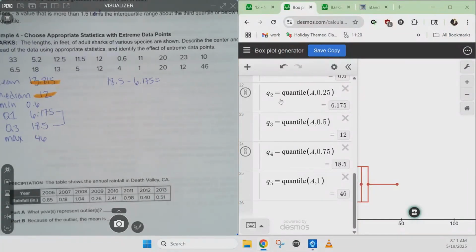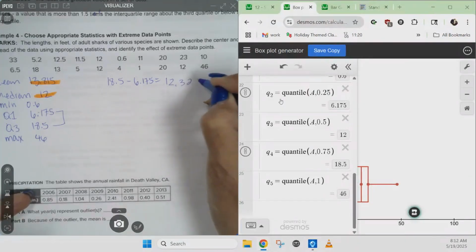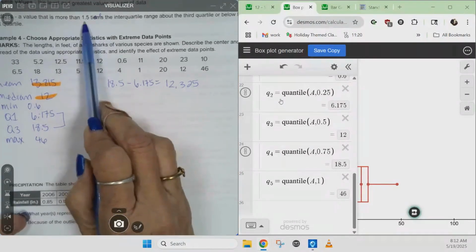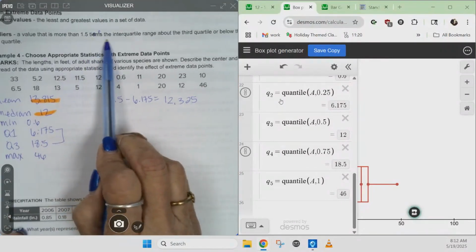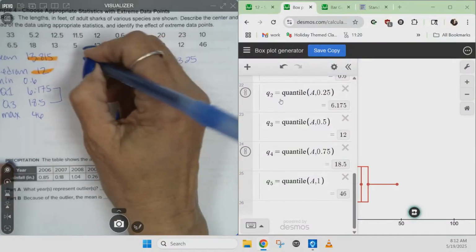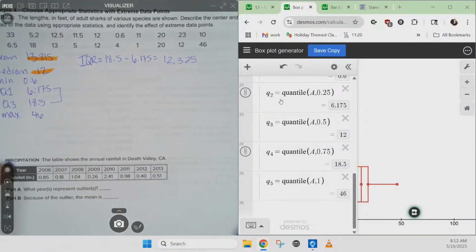So 18.5 minus 6.175. And when I do that, I get 12.325. Now, it says that it's 1.5 times the interquartile range. This right here is the interquartile range. That is what I found there.